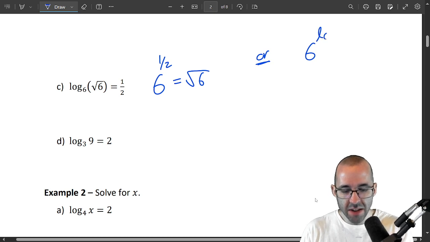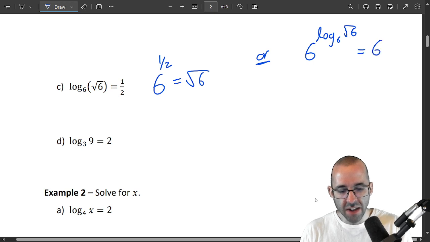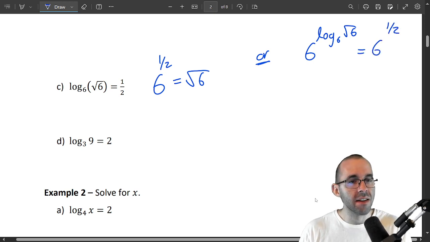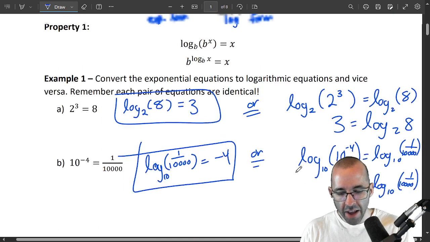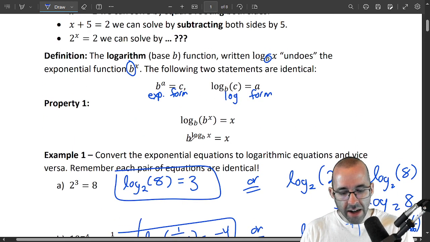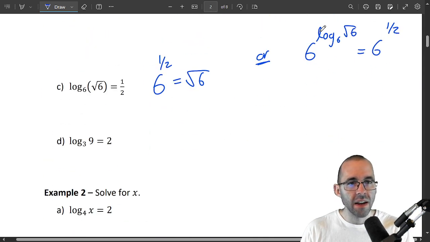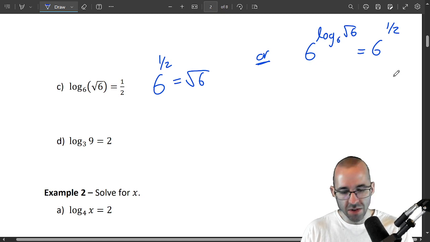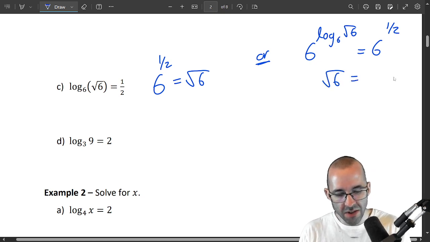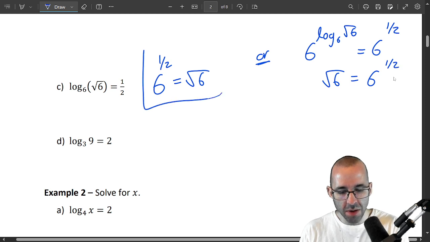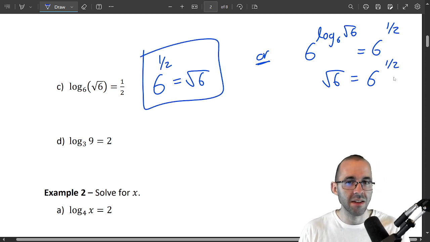If we do 6 raised to the power of log base 6 of the left-hand side, that should equal 6 raised to the power of the right-hand side. And then we have that property, right? If we exponentiate a logarithm and they have the same base, that cancels and we're just left with what's inside of the logarithm. So we're just left with the square root of 6. So again, 2 ways of doing these problems to get the same answer.